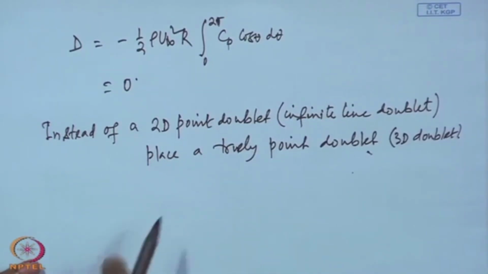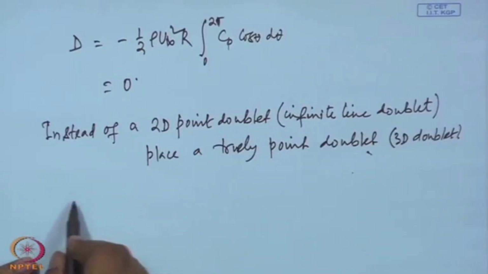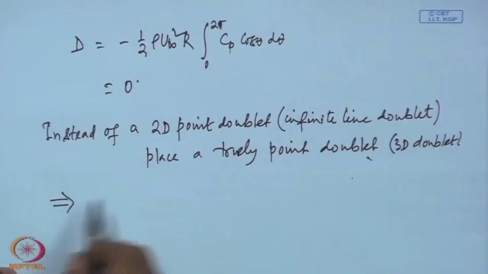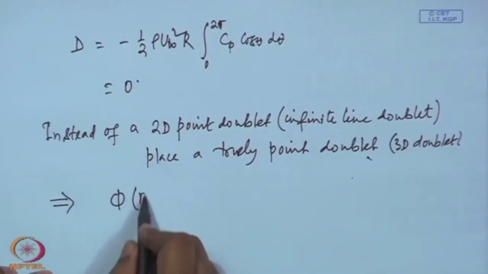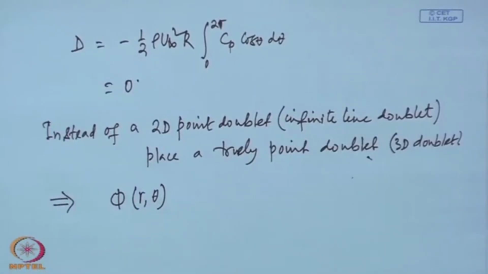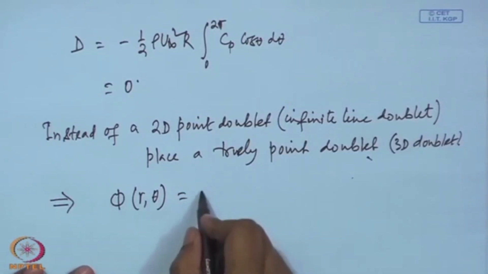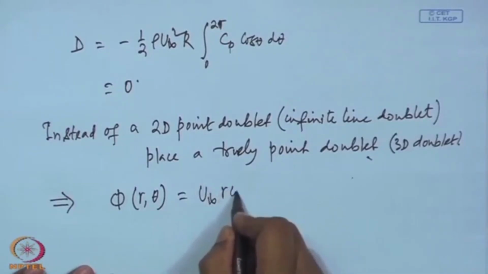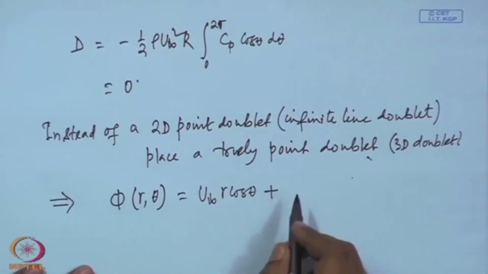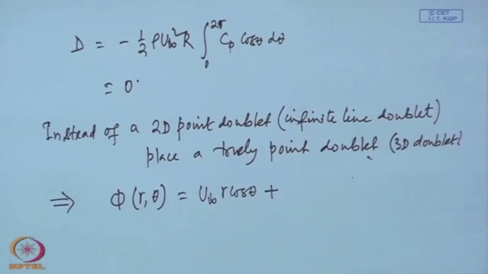Then what will be the potential function? The potential function in the r theta plane. In the r theta plane, once again it is U infinity r cos theta plus, what is the potential for a point doublet? Potential for a point doublet.